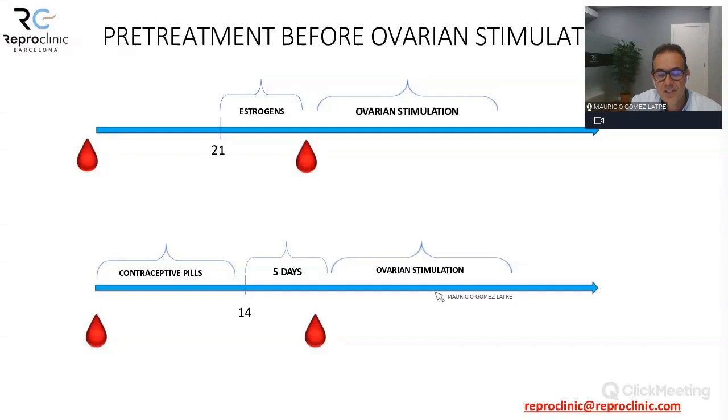In this graph, you can see how we use these medications. The estrogens are given 7 days before menstruation, between 4 and 6 milligrams daily. After menstruation, 1 day without estrogen is needed, and we can start ovarian stimulation the day after. The contraceptive pills are given from the first days of menstruation for between 12 and 14 days. After stopping them, a 5-day break is needed, and then the ovarian stimulation is started.